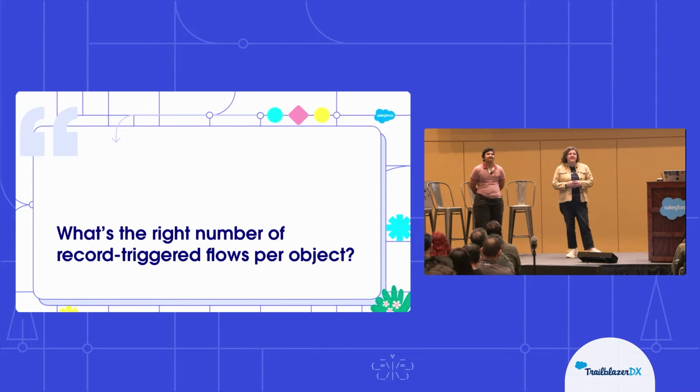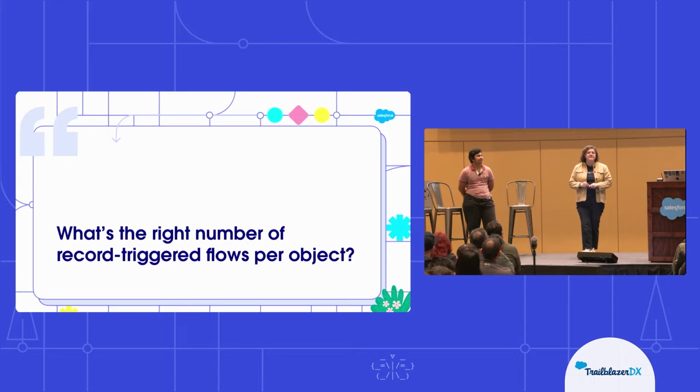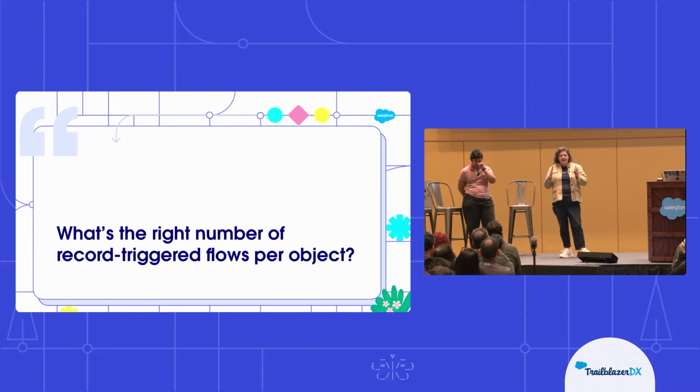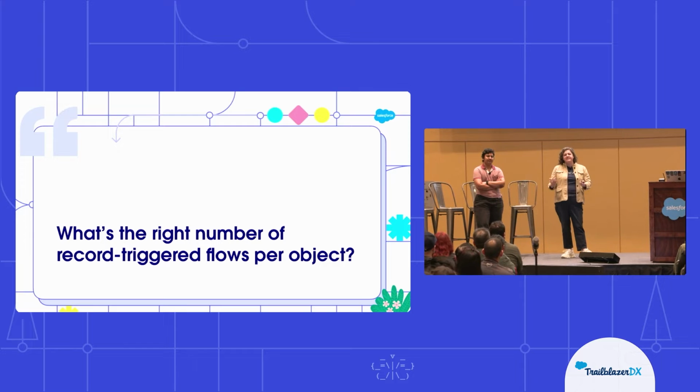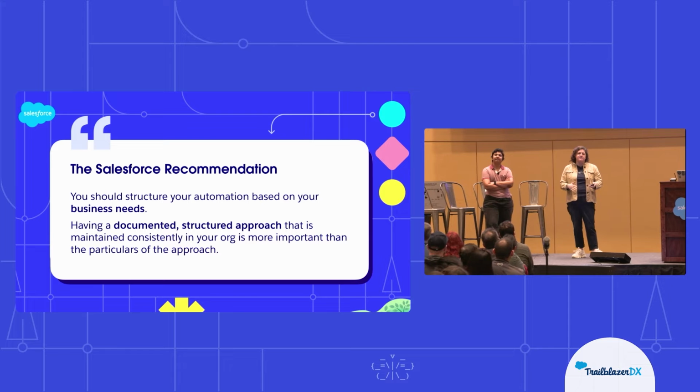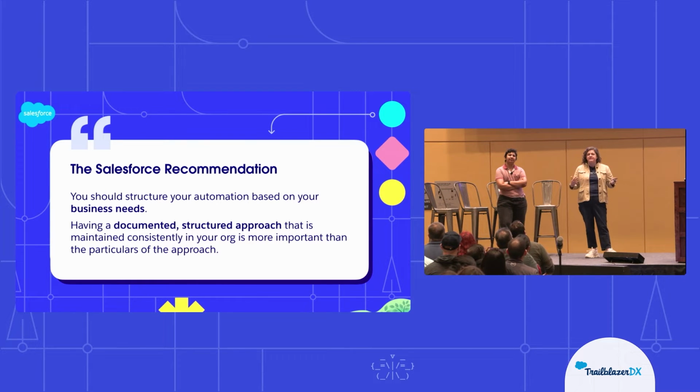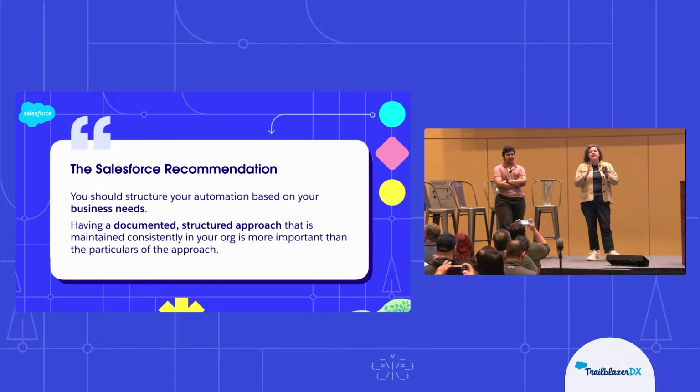So I've gone out and talked to a lot of customers about record triggered flows. And the number one question, if I had a nickel for every time I got asked this, I could retire and not be here at TDX, is what is the right number of record triggered flows per object? Is it 1 flow per object? Is it 100? Is it 2? And folks really want me to say a number, and the answer is that it's a little more complicated than that. When we talk to so many customers across so many different types of businesses and sizes of organization, there just really isn't a single number that fits everyone.